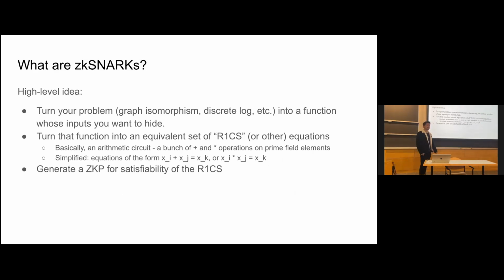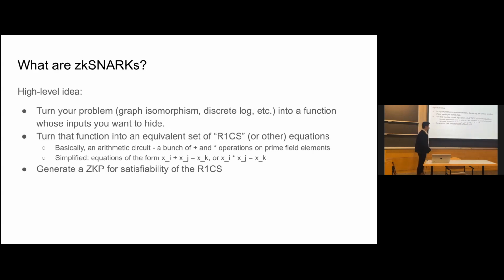And the specific kind of, this is not exactly true, but the claim that I made is that one such problem is the problem of proving satisfaction of a bunch of equations of the form xi plus xj equals xk, or xi times xj equals xk, where all of the xi's are elements of Fp for some specific system-level prime p that's very large.